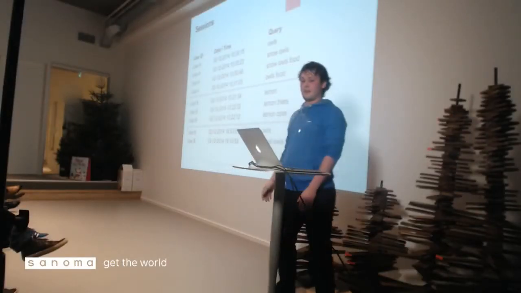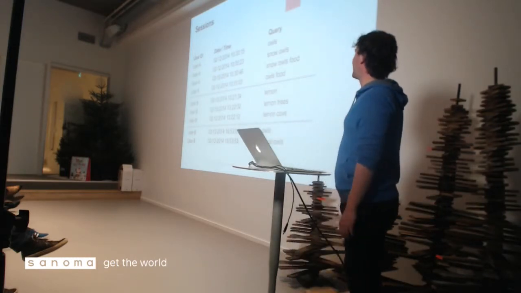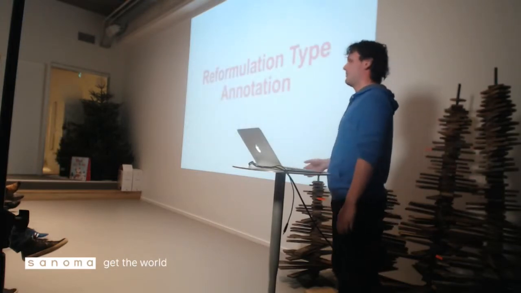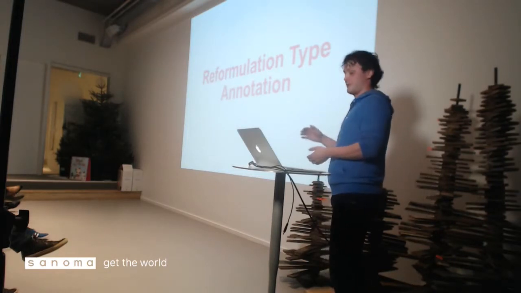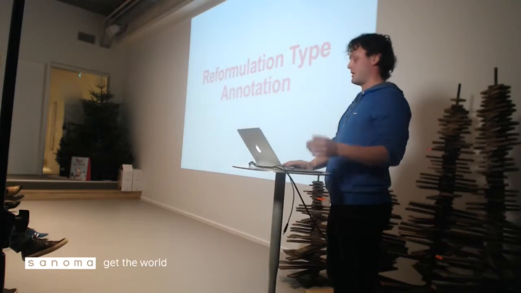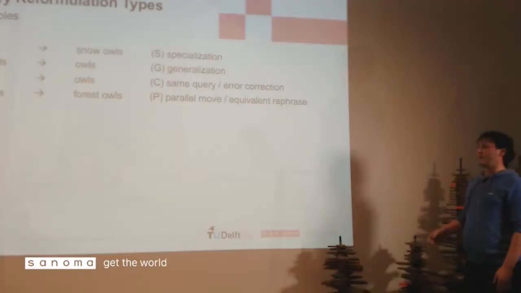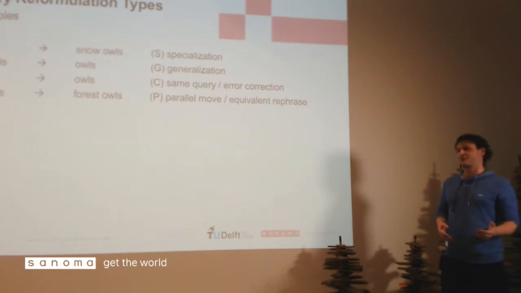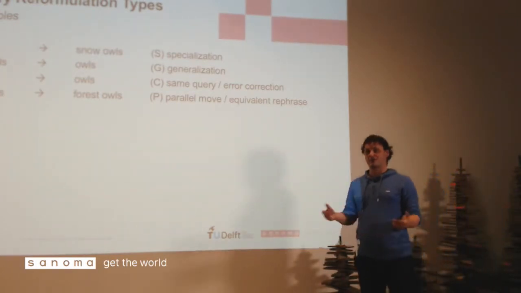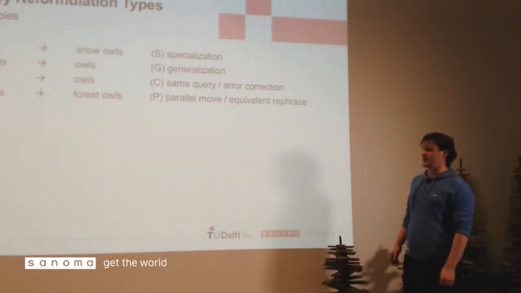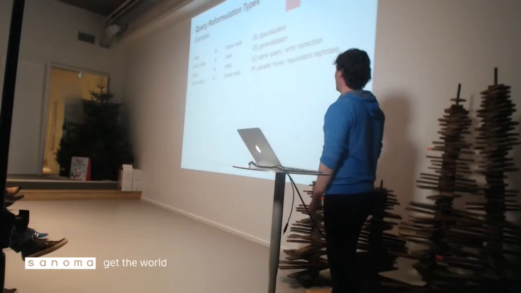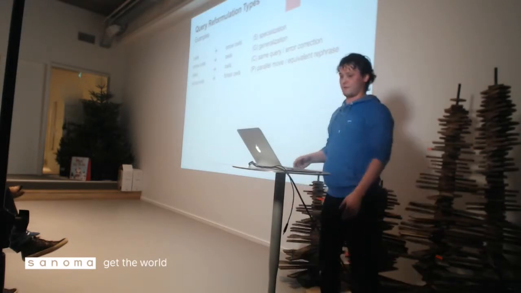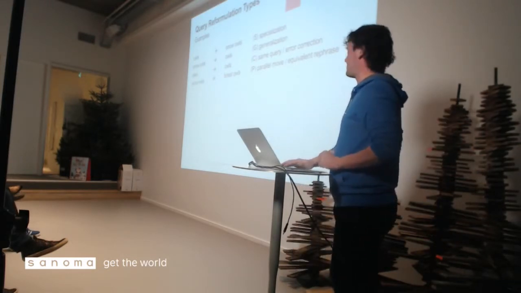Now this is something we do for the complete query logs, of course. But what we're also interested in is the reformulation type of the changes in the search mission. So if you query something else, we're interested in what type of reformulation it is. If you change from owls to snow owls, you type snow in front of it, then you make your query more specific. So this would be called a specialization. The other way around is a generalization, or generic query. You could correct spelling errors in your query or make small changes, which is the C class in this slide. And you could do a parallel move, switching from snow owls to forest owls, for example. And in this one, there's also a fifth reformulation type.